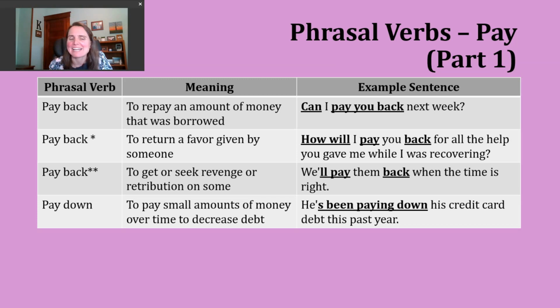Another phrasal verb we might encounter is to pay down. This can mean that someone is paying small amounts of money over time in order to decrease a debt or an amount owed. So an example of this could be, he's been paying down his credit card debt this past year. This sentence is an example of the present perfect progressive.